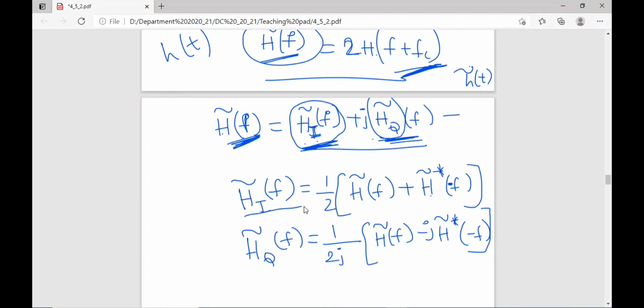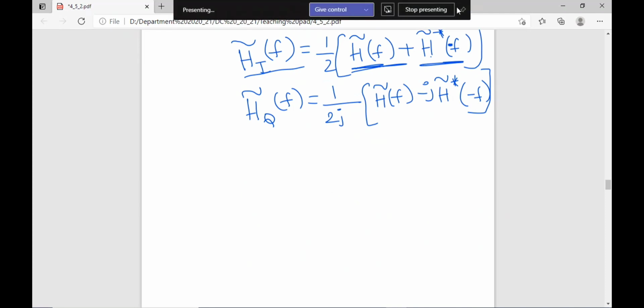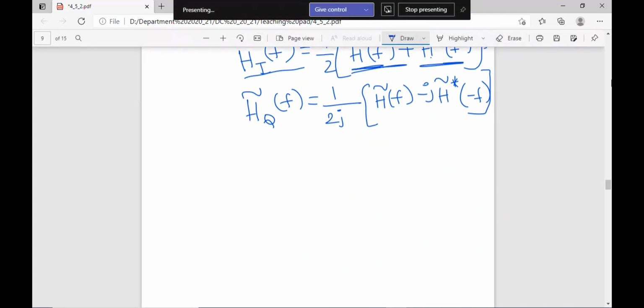H I tilde of f is nothing but half of H tilde of f plus H tilde star of minus f. Why I have taken it in terms of H tilde of f is because I already know what my H tilde of f will be. Since I know H tilde of f, I have represented the equations in this way. So let me just prove these two equations. Let me write this as A.